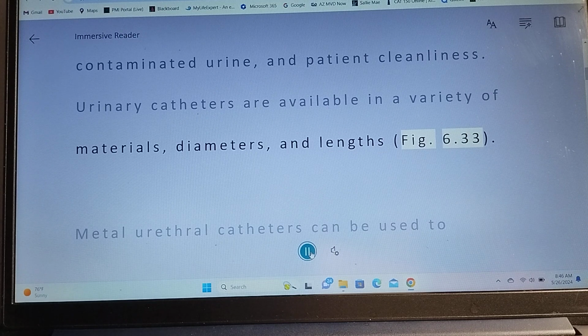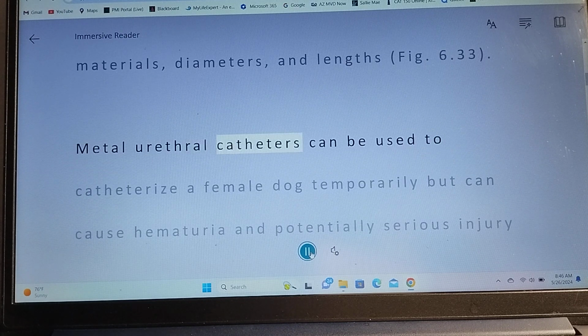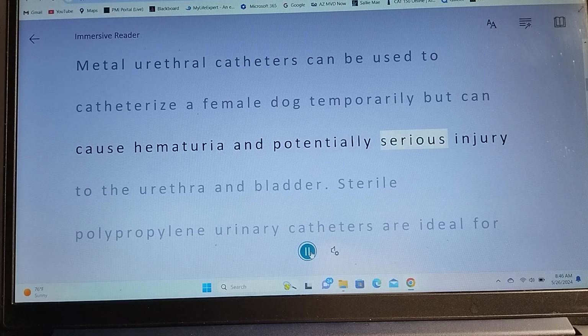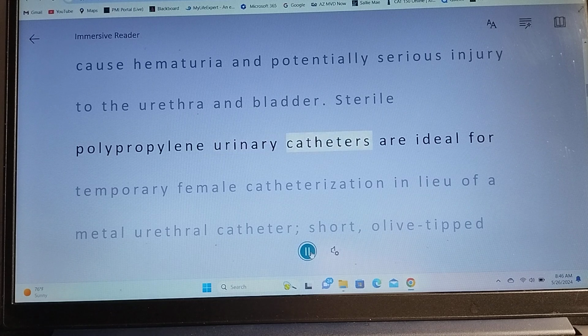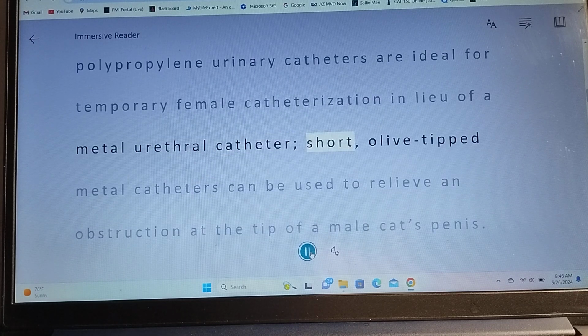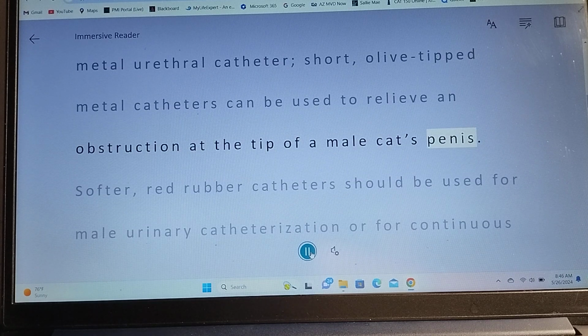Figure 6.33. Metal urethral catheters can be used to catheterize a female dog temporarily but can cause hematuria and potentially serious injury to the urethra and bladder. Sterile polypropylene urinary catheters are ideal for temporary female catheterization in lieu of a metal urethral catheter. Short, olive-tipped metal catheters can be used to relieve an obstruction at the tip of a male cat's penis.